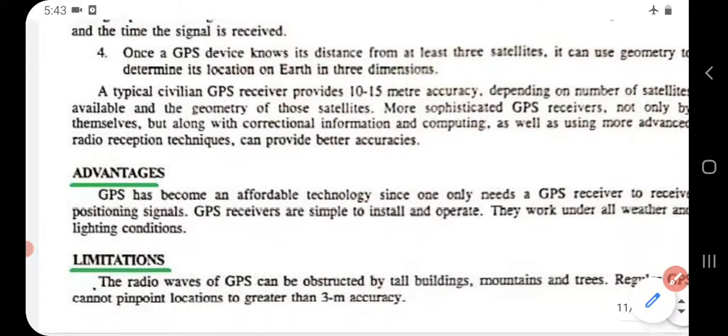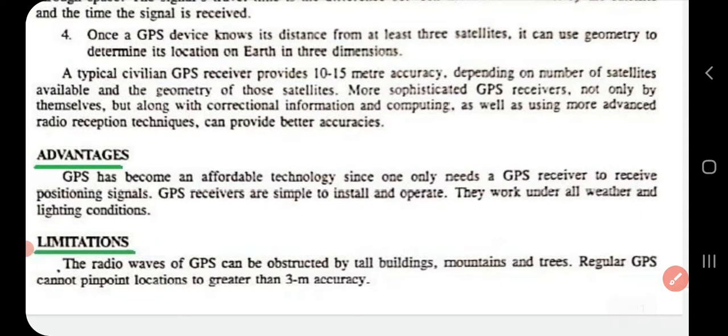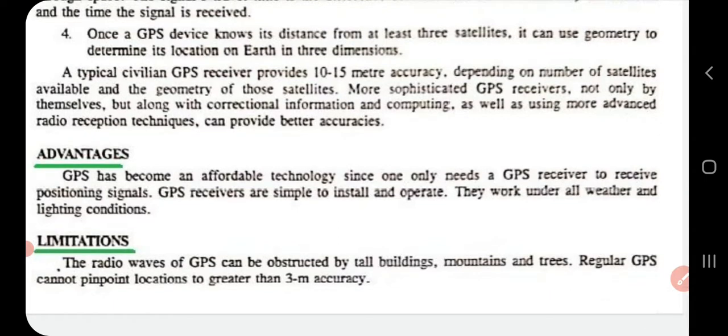Now, one of the advantages of GPS is that it's an affordable technology, because we need only a GPS receiver, which itself is very simple and easy to install, and GPS can also work under all weather and lighting conditions. The only limitation is that the radio waves of GPS are obstructed by tall buildings, mountains, trees and so on, and so regular GPS cannot pinpoint locations to better than 3-meter accuracy. Since they are obstructed by such obstacles on the surface of the Earth, the accuracy of determining the distance will be poor.